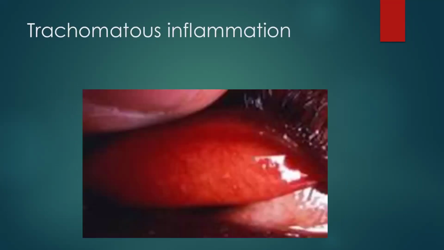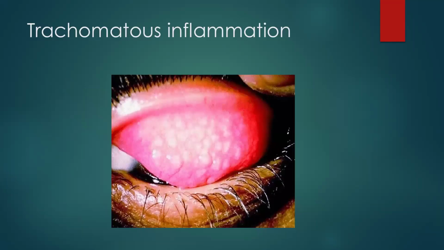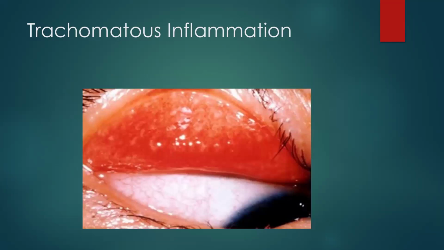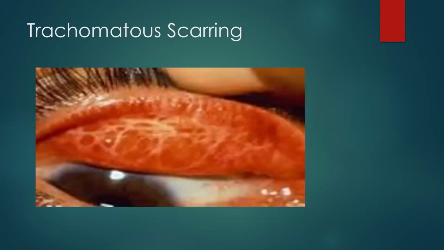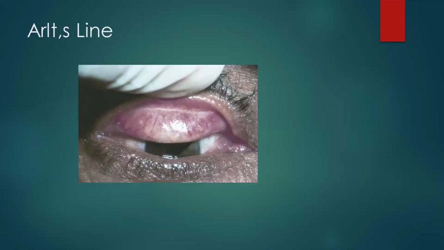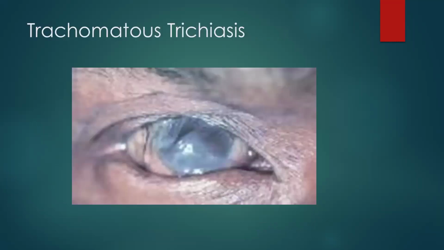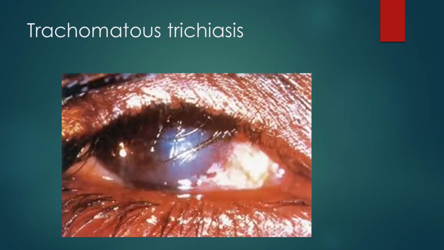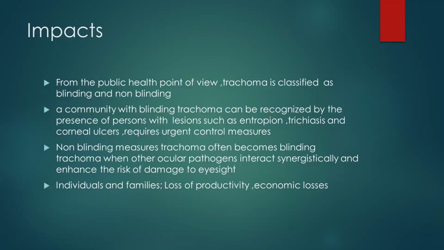This is the trachomatous inflammation stage. Again, these are papillae. You can see they are reddish. Again, this is a picture of trachomatous inflammation. This is the trachomatous scarring, as you can see in the palpebra. This is the Arlt's line, which is formed in the palpebral conjunctiva. This is trachomatous trichiasis, in which the eyelashes touch the globe, which causes irritation of the cornea. Again, this is trachomatous trichiasis, in which eyelashes turn inward and touch the globe.